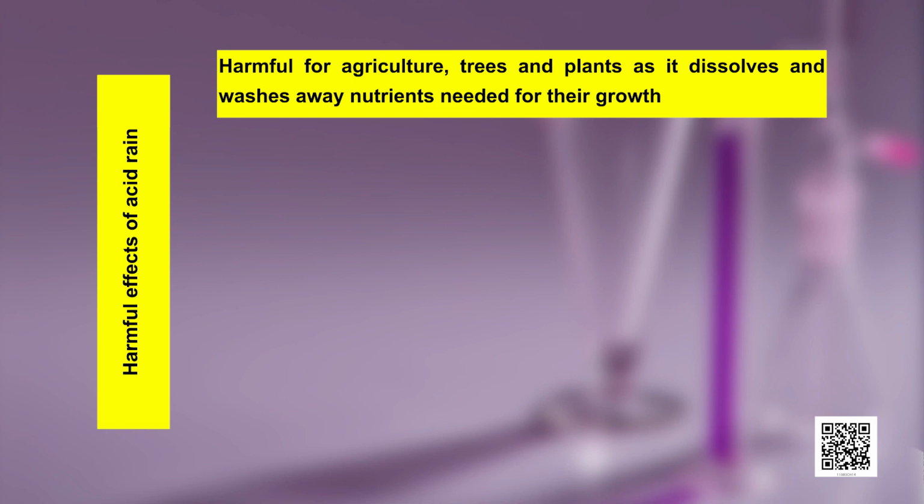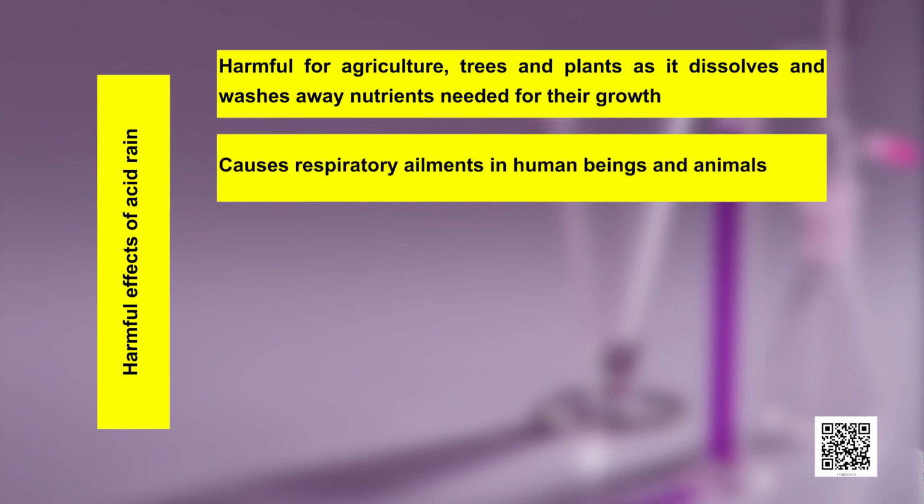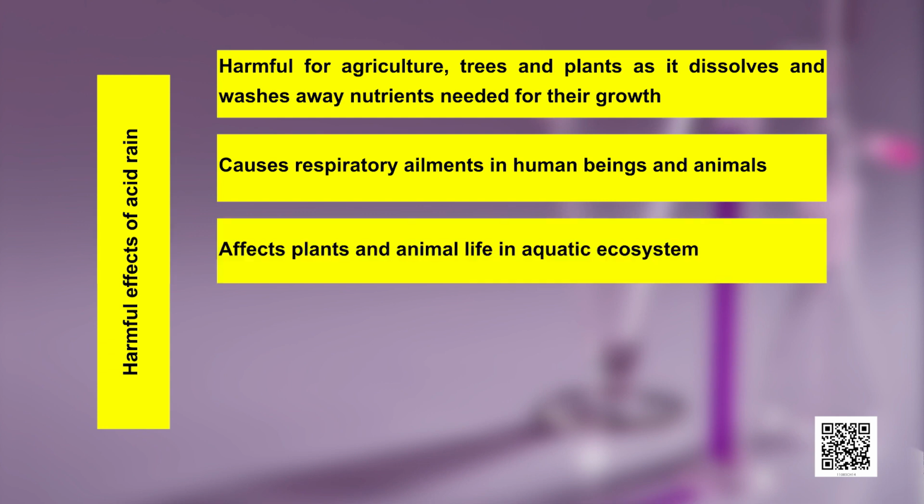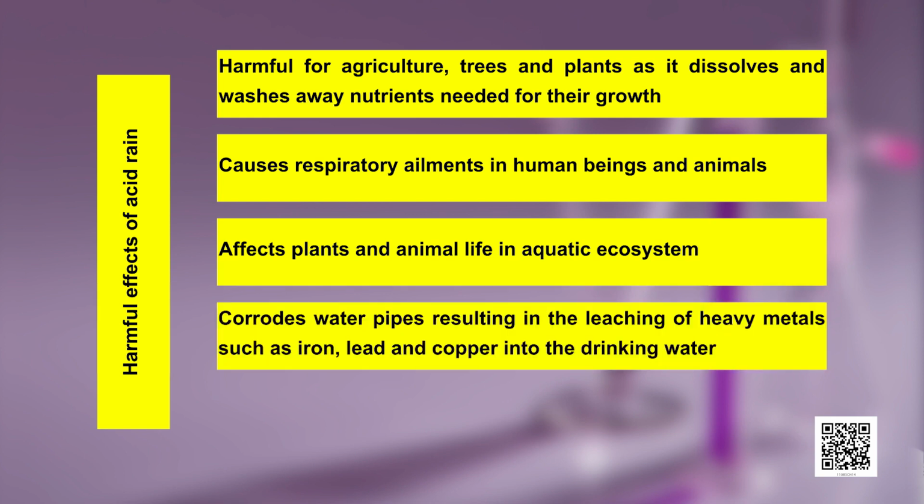Acid rain is harmful for agriculture, trees and plants as it dissolves and washes away nutrients needed for their growth. Acid rain causes respiratory ailments in human beings and animals. When acid rain falls and flows as groundwater to reach rivers, lakes, etc., it affects plant and animal life in the aquatic ecosystem. Acid rain corrodes water pipes, resulting in the leaching of heavy metals such as iron, lead and copper into the drinking water as well.